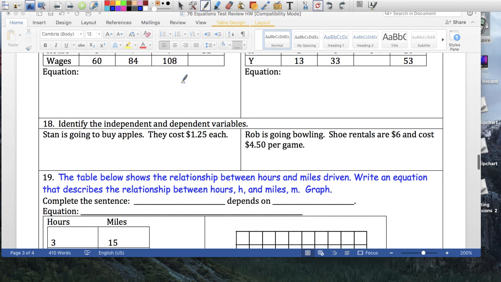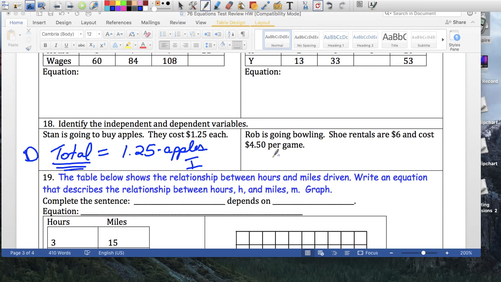Identify the independent and dependent variables. So they cost $1.25 each. So she's going to buy apples. So the total cost is going to be what? 1.25 times the number of apples, right? Total. So who's your dependent? The total. Like D here. Who's your independent? Your apples. Okay, so write essentially that the total that you're going to pay depends on the apples.